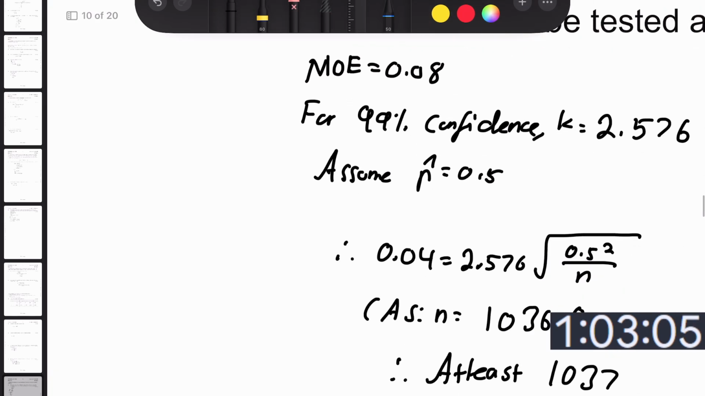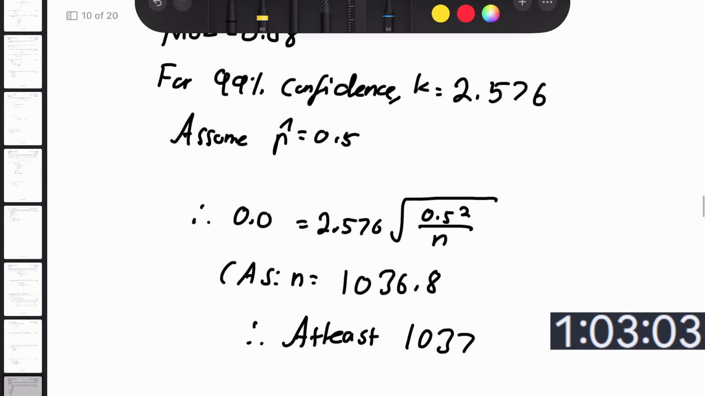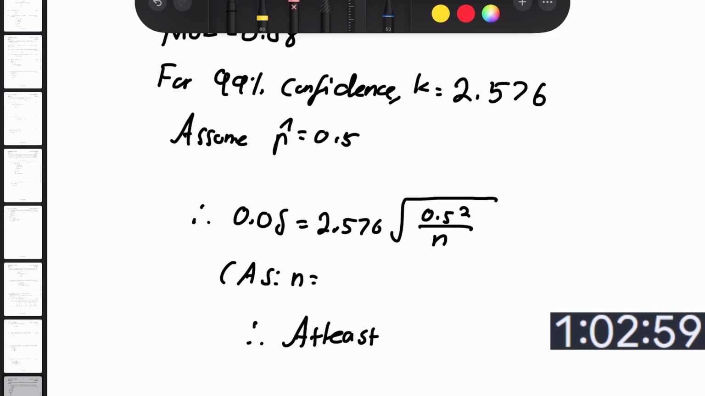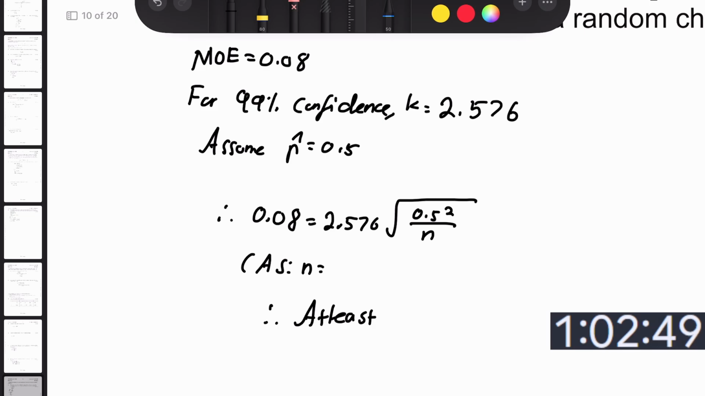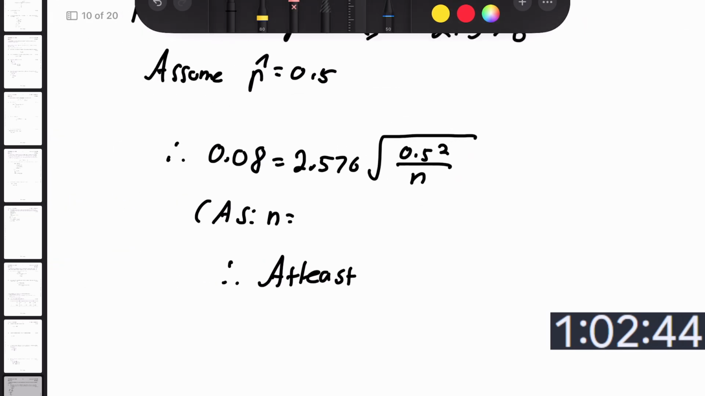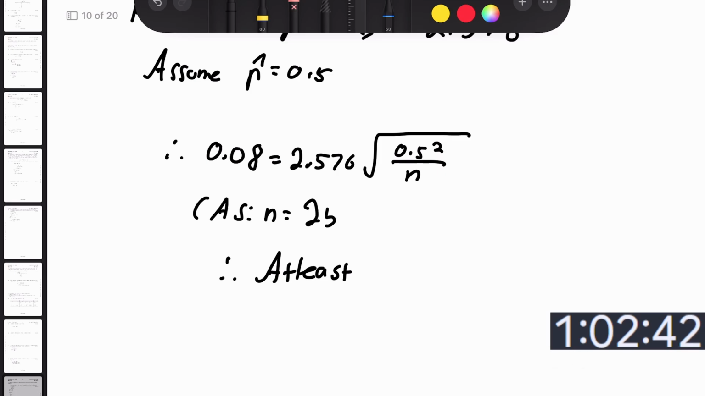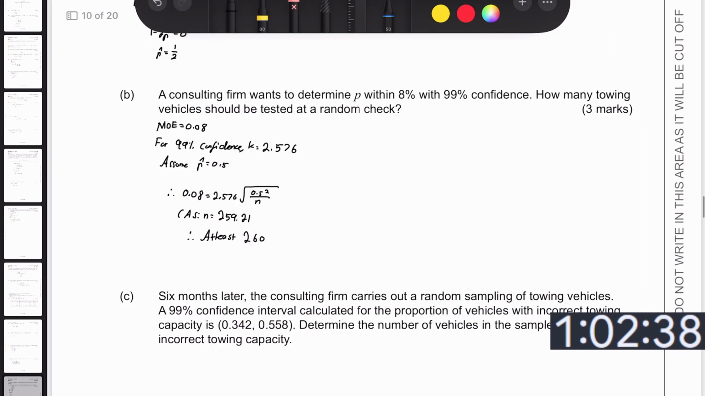I just love to overthink these, don't I? So it'll probably be double. Within an interval of 8%. No, okay, this is definitely right. 0.08, so this is 259.21, at least 260 people.